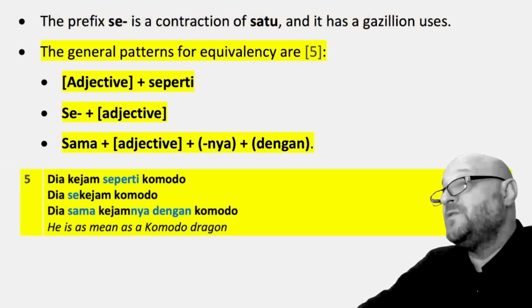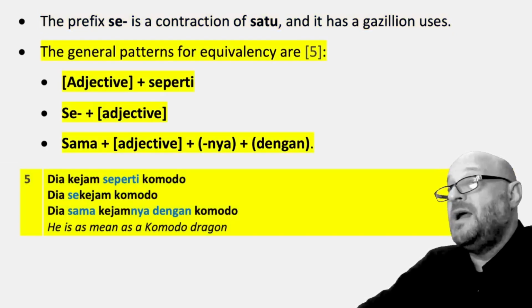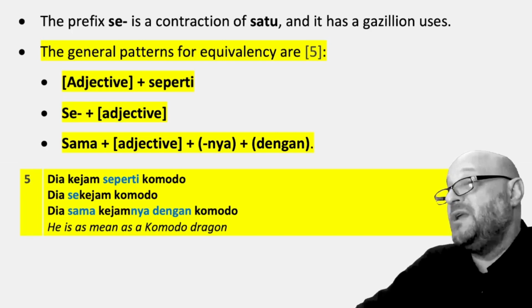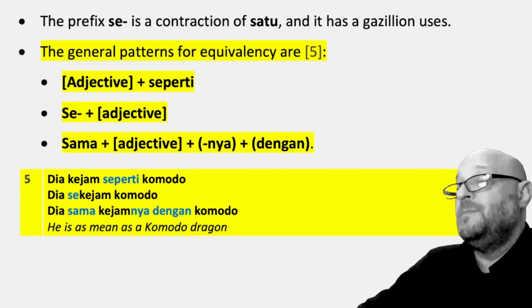The general patterns for equivalency are adjective plus seperti, se plus adjective, sama adjective nya dengan. Example 5, dia kejam seperti komodo. He is as mean as a Komodo dragon. Can alternatively be expressed as dia sekejam komodo or dia sama kejamnya dengan komodo.